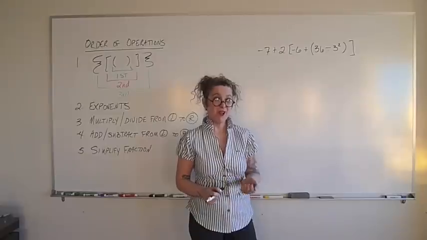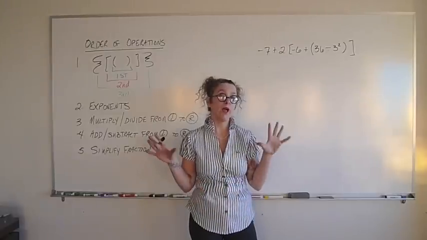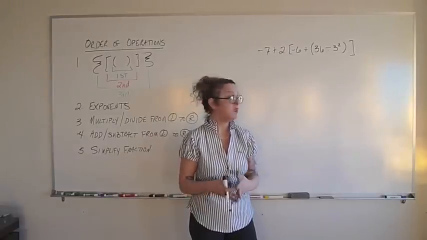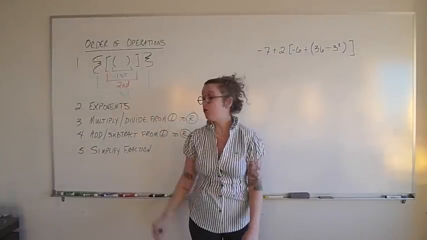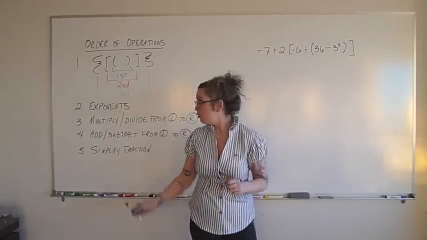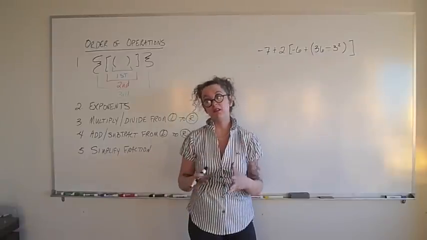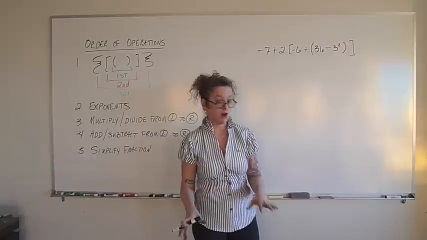Okay, here's our next one. As you can see, we got all kinds of grouping symbols going on here. So, we're going to start with the innermost grouping symbols. That's your parentheses right here. We're going to do these 4 steps inside the parentheses in whatever order they come.